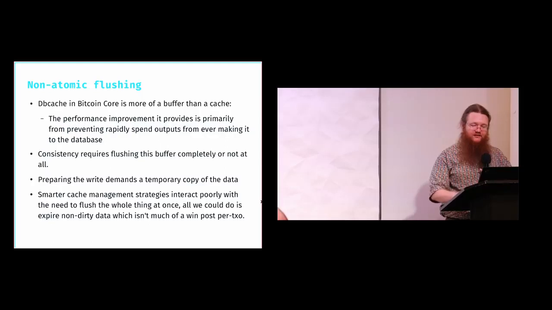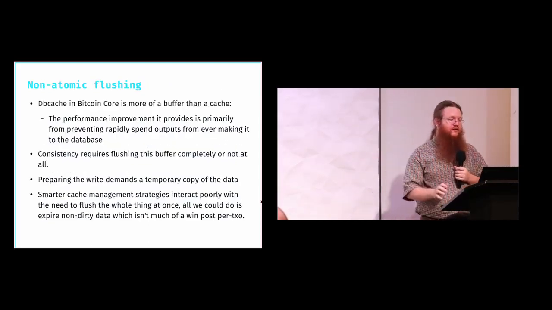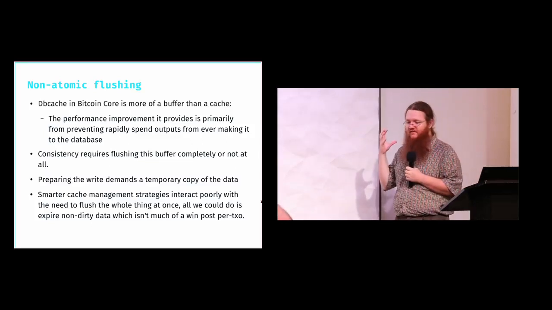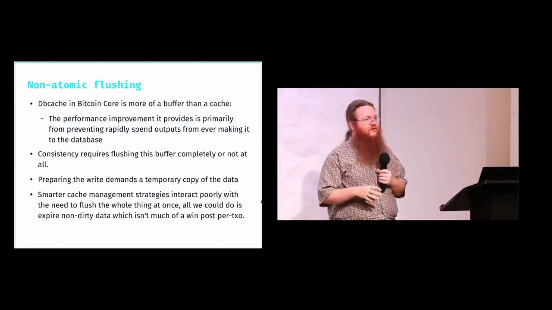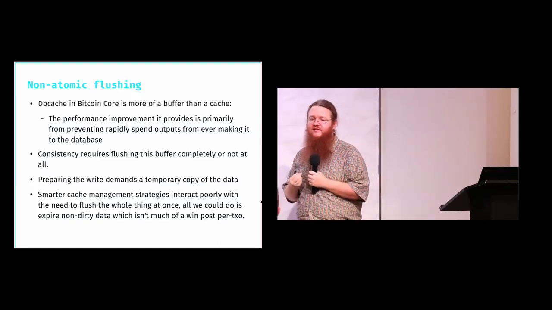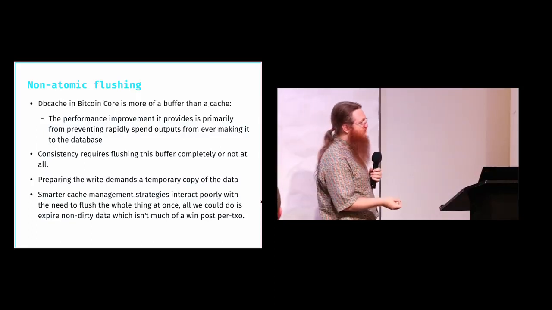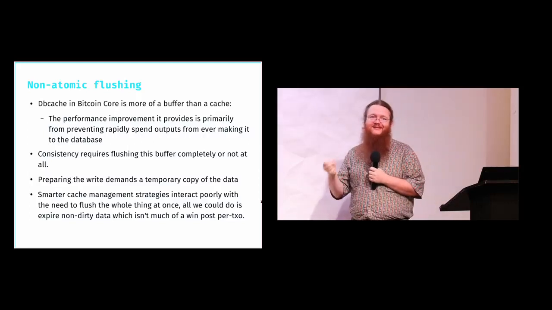So that's the new chain state database. A tightly related feature we also did shortly after it is a feature called non-atomic flushing. So this database cache in the Bitcoin software is really more of a buffer than a cache. The thing it does that improves performance isn't that it saves you from having to read things off disk. Reading things off disk is relatively fast. But what it does is it prevents things from being written to disk.